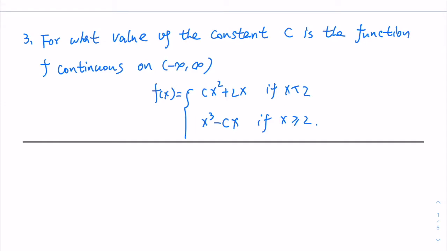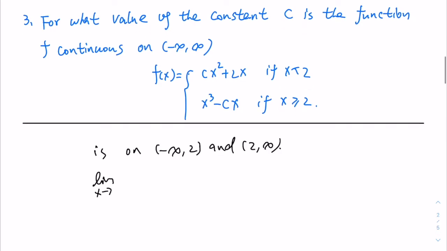So for the function to be continuous, we have 3 conditions to check. And so the function is continuous on negative infinity to positive infinity. In other words, the function is continuous on negative infinity to 2 and 2 to infinity. So that means you have to check the condition. That means the limiting value exists. So you have to check if the left side limit and the right side limit are equal to each other.